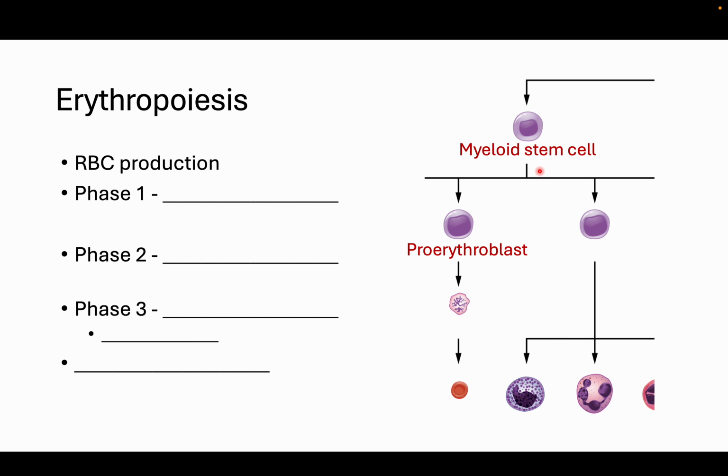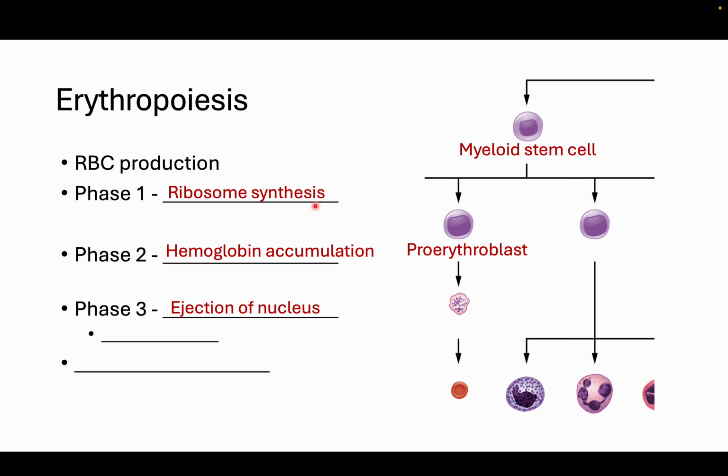Red blood cell production occurs in 3 different phases. Phase 1 involves the synthesis of ribosomes. This is so that you have plenty of components for making the protein, specifically the hemoglobin that's going to be found in them. Once you have the ribosomes, you start accumulating hemoglobin, and then finally you have ejection of the nucleus.